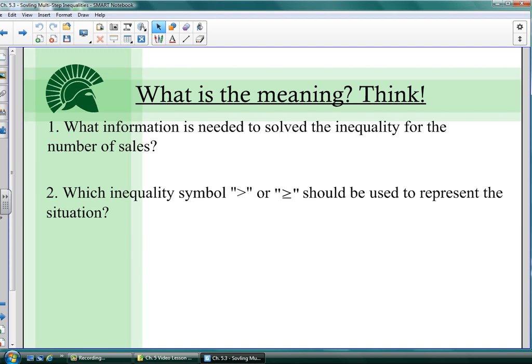What information is needed to solve the inequality for the number of sales, and which inequality symbol, either greater than or equal to, should be used to represent the situation? Pause the video. Please take a moment to think about this. Okay.